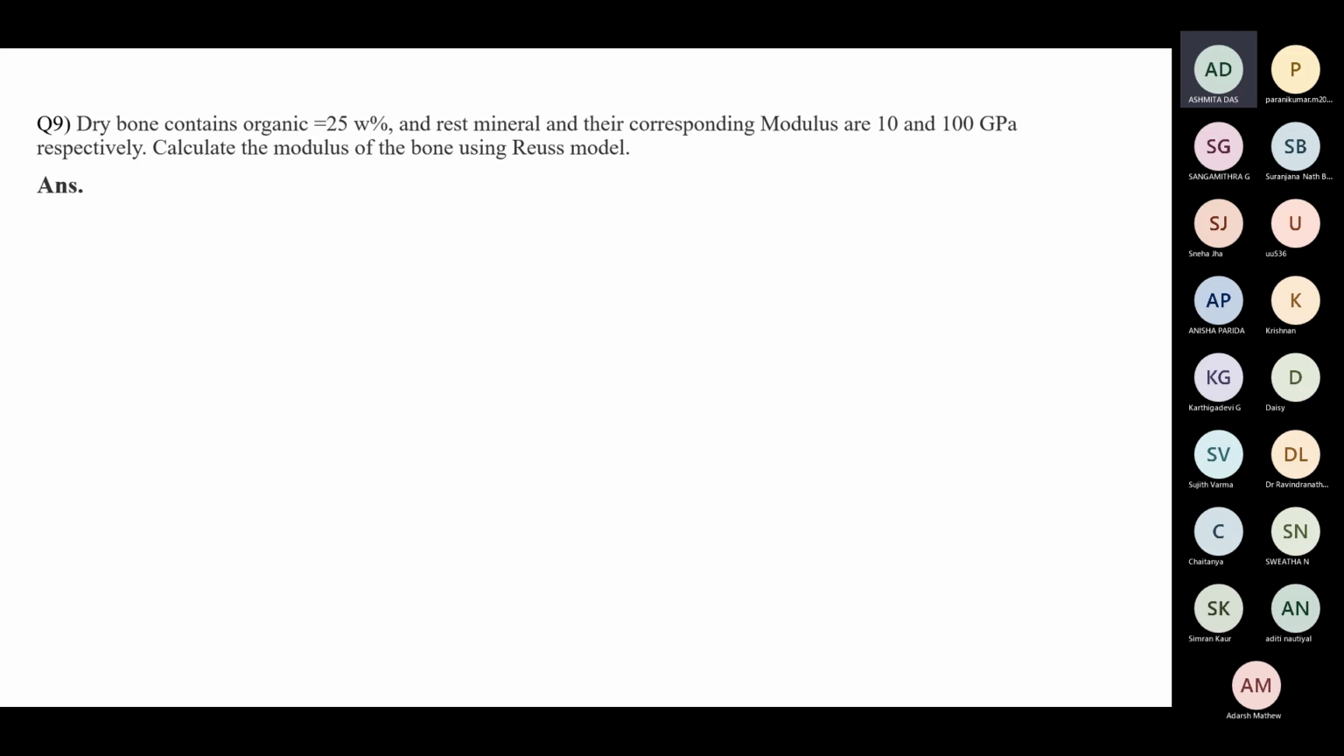Okay, Sanghamitra, what is the correct answer? 30.77. Okay, and others? Ma'am, it's the same, 30.769 gigapascal. Okay, Purani Kumar? Yeah, it's the same answer. It's a lower bound value. Okay, does anyone have a different answer on this particular question?